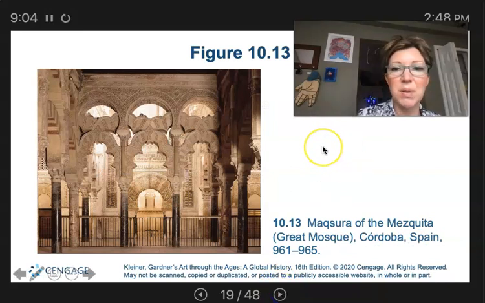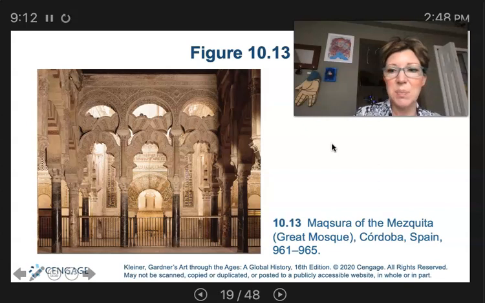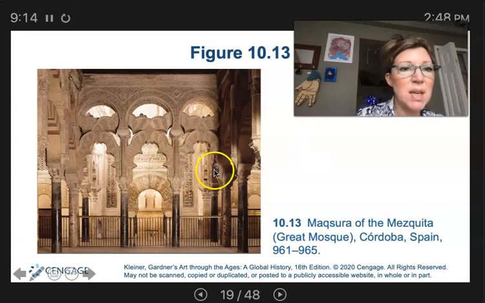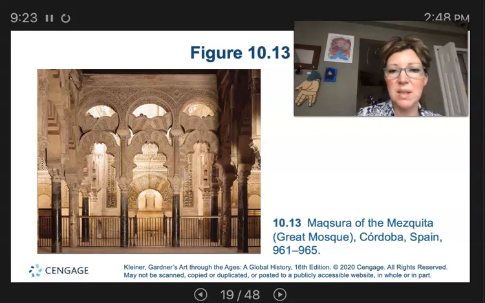Okay, so the component of the mosque plan here is the Maqsura. This monument at the Mezquita in Cordoba shows the Islamic experimentation with multi-lobed arches. So see, the arch has multiple lobes. So we hadn't seen that before. Multi-lobed arches are a decorative form that architects of the Cordoba Maqsura experimented with.